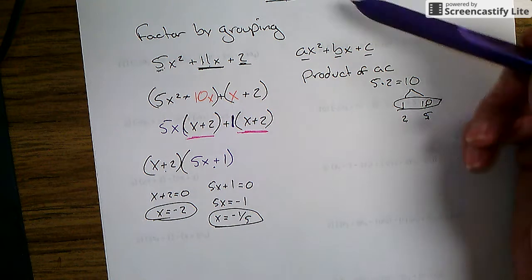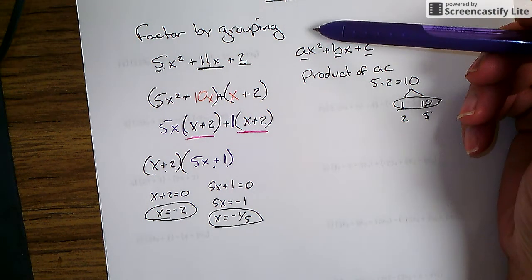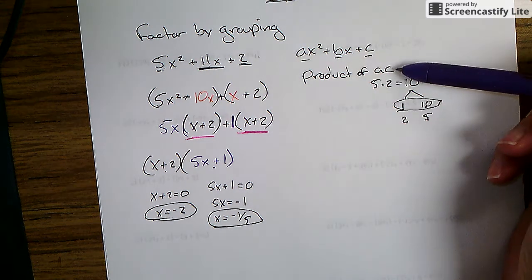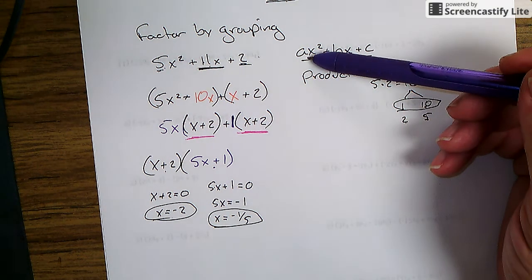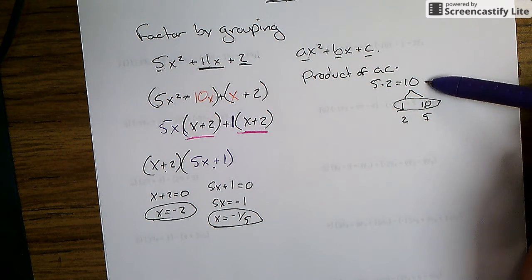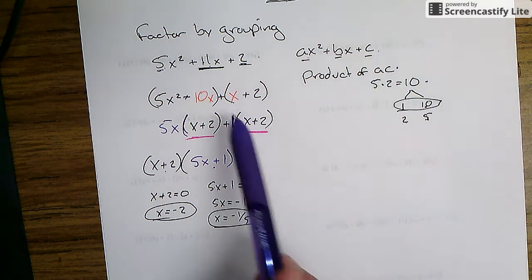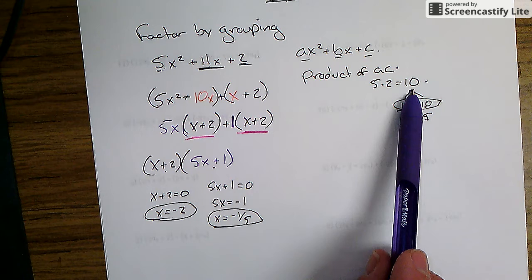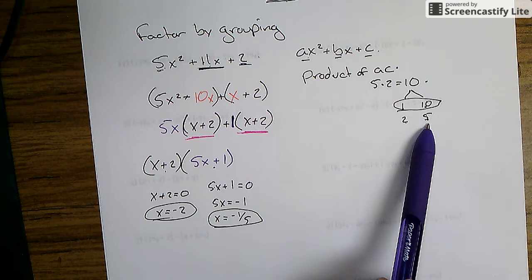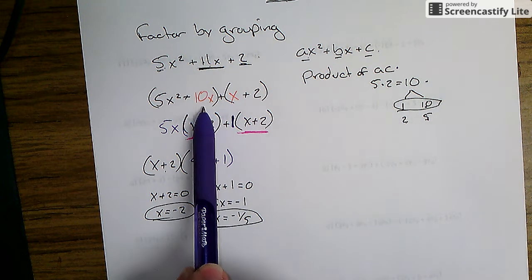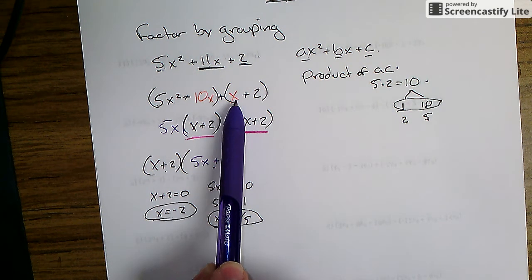All right, so factoring by grouping, we start out with our quadratic function that we want to factor. We take the product of a and c, so the coefficient in front of the x squared and the constant. In this case, that was 10, 5 times 2. And then we look at the b value, 11, and we check to see which factors of our product, ac, our 10, add up to our 11, in this case, the 1 and the 10. So we broke up our 11x into 10x and x, which allowed us to then factor by grouping this first two and second two terms.